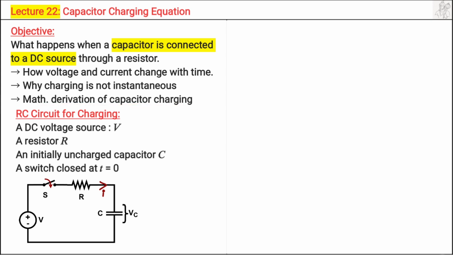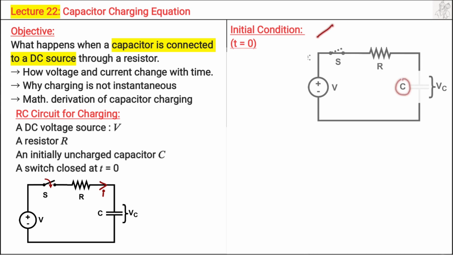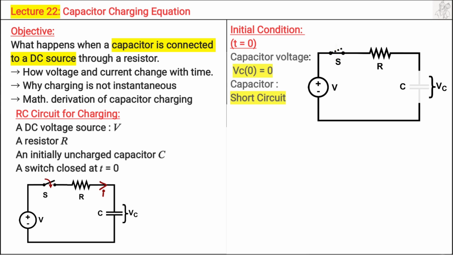So for that we need to start with understanding the property of the capacitor at initial condition. The initial condition is the moment at which this switch is turned on. At that moment, this capacitor behaves like a short circuit. That means it allows the maximum amount of current to flow. Since the resistance is 0, at this time, the voltage across this capacitor is equal to 0.